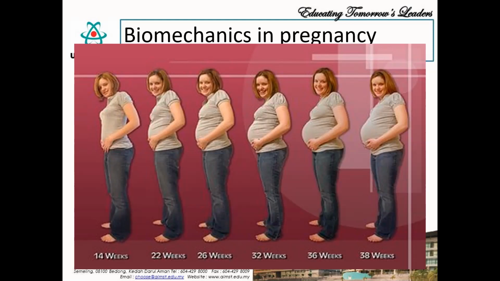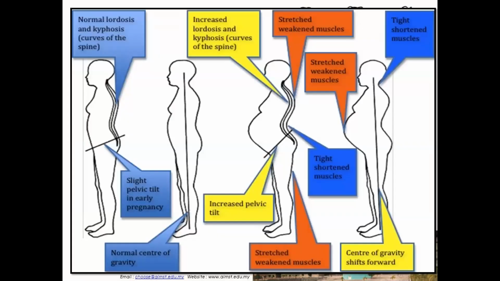So to manage this, the mother will undergo a postural change. Okay, so all this is to manage the line of gravity. Is that clear? So the mother will undergo a shift in the posture. So you can see here, this is the normal curvature. There is normal lordosis and kyphosis curve. So this is the normal one.